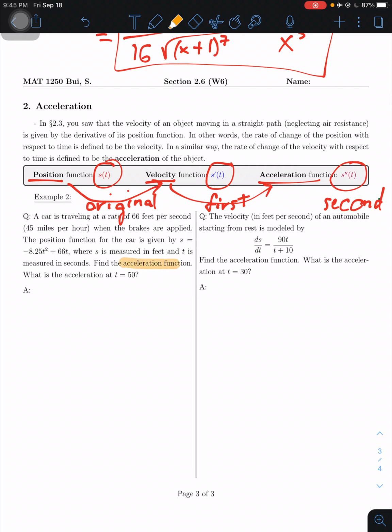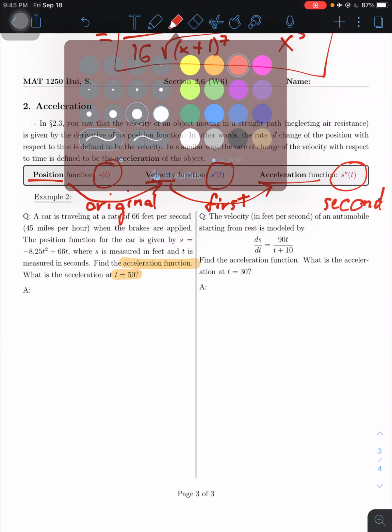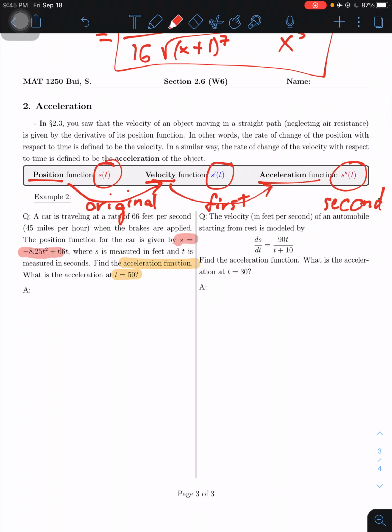We have to find the acceleration, and we also have to plug t equals 50 into the acceleration function, okay? So we are given a function. This one is the position function, s equals negative 8.25 t squared plus 66 t. If you notice, the 66 is already embedded in the formula, so you don't have to worry about it anymore. It's already there, we just use it.